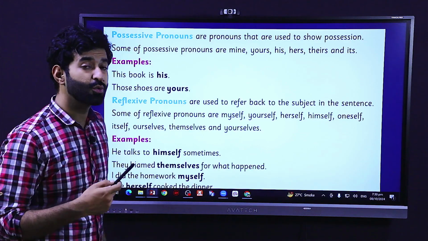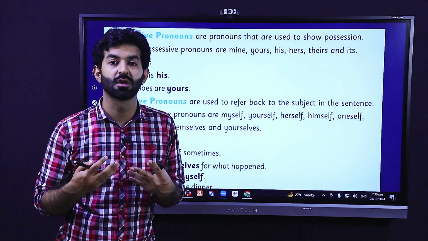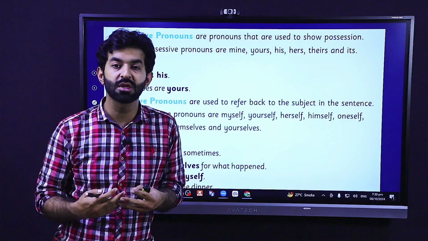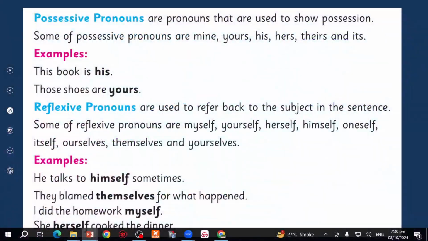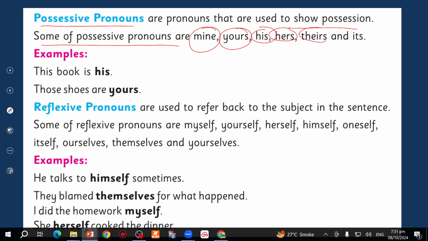All right. Now let's talk about possessive pronouns. Students, these pronouns are showing possession, that if you own something or possess something, then you use these possessive pronouns. They are used to show possession. Some of the possessive pronouns are mine, yours, his, hers, theirs, and its. Now these pronouns are referring to other pronouns in the possessive way.